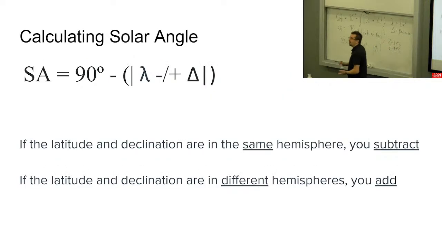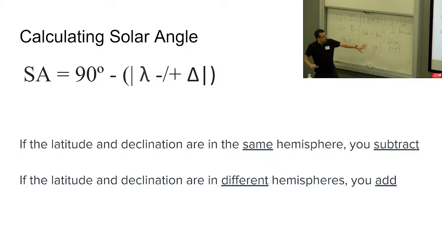At the bottom of this slide is the most important clause that you will need to solve this. And these are the rules. You will hear me talk about the rules tomorrow in class for my students. If the latitude and declination are in the same hemisphere, you subtract. If the latitude and declination are in different hemispheres, you add.